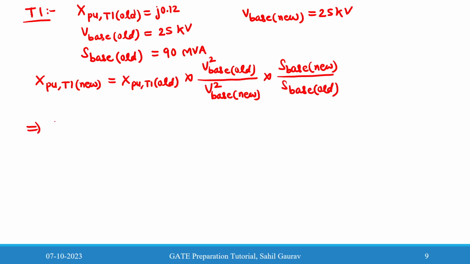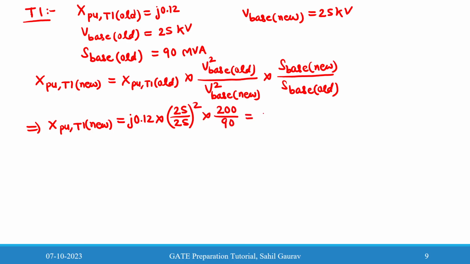So X per unit T1 new will be X per unit T1 old j0.12, V base old 25, V base new 25 squared, S base new is 200 MVA and S base old is 90. So you will get j0.266, which is approximately equal to j0.27 per unit. Now we are going to find the per unit values for line 1.